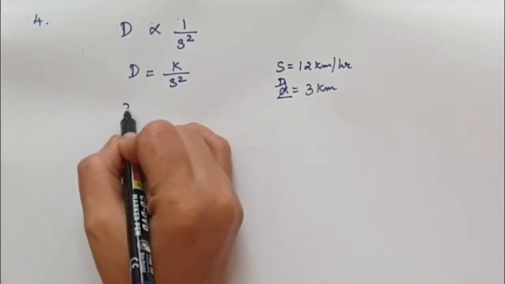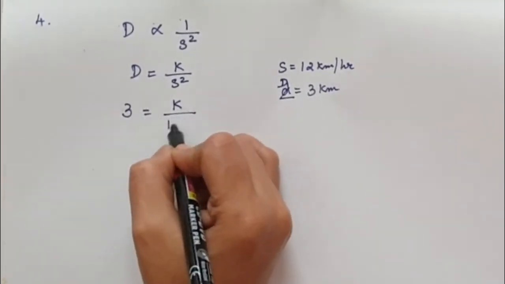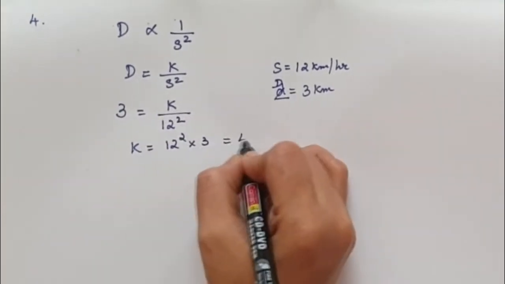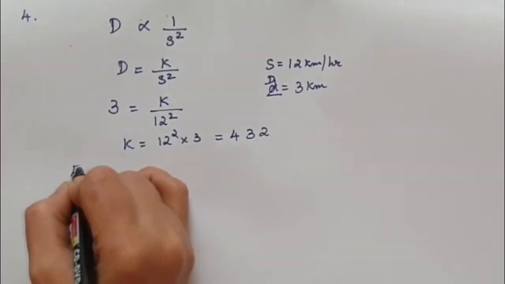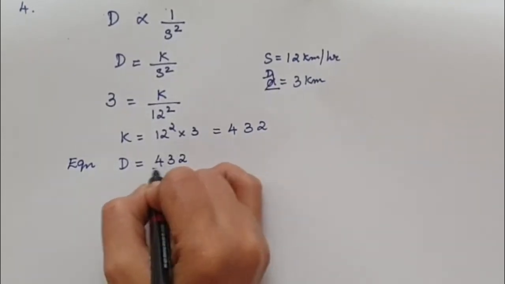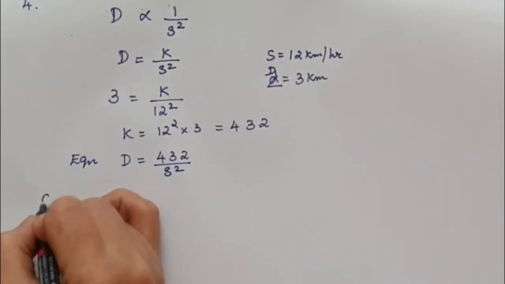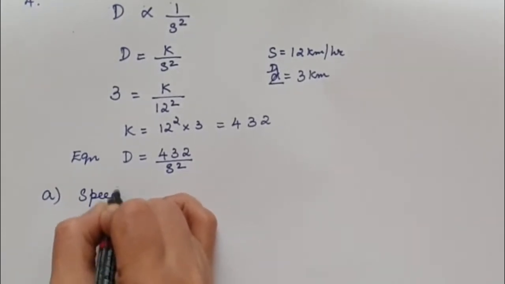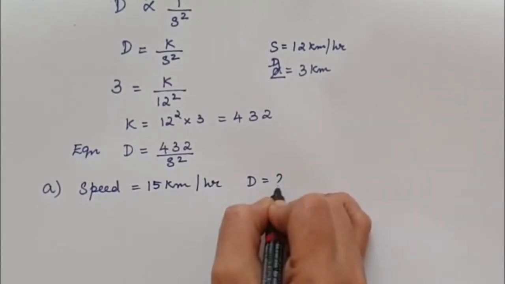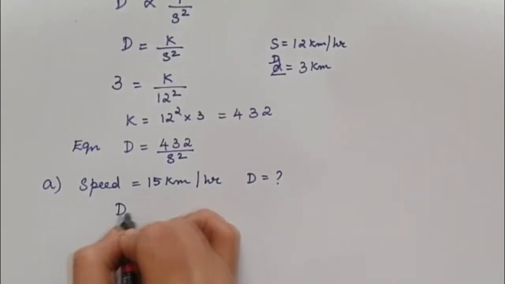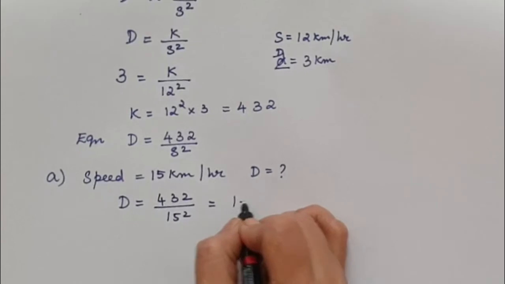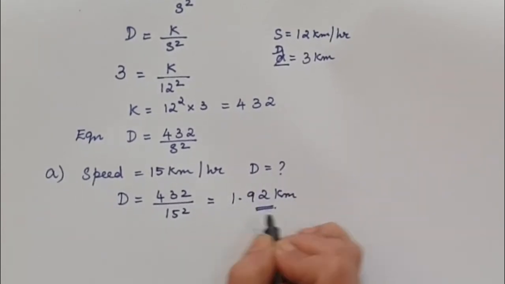Substitute in this. So it will be 3 will be equal to K over 12 squared. So K will be equal to 12 squared into 3. That will be equal to 432. So our equation will be D equal to 432 divided by s squared. Now our A part, the speed is given as 15 km per hour and we need to calculate the distance. So distance will be equal to 432 divided by 15 squared. That is 1.92 kilometers.